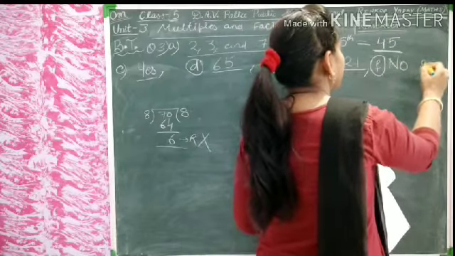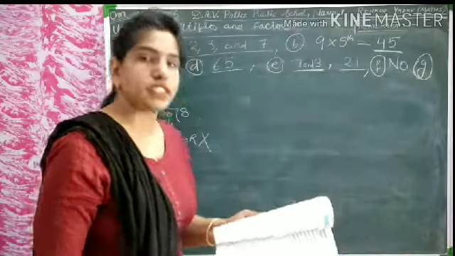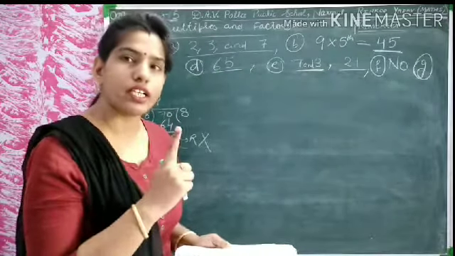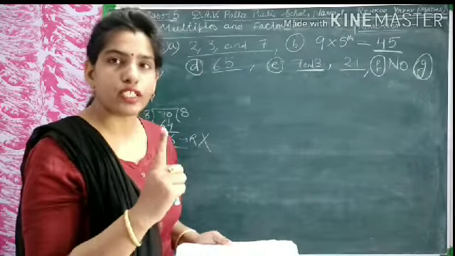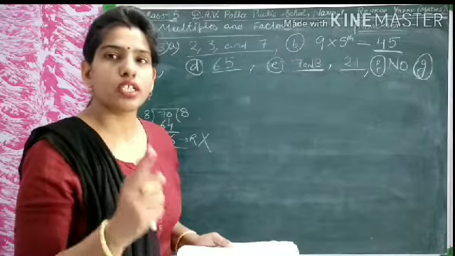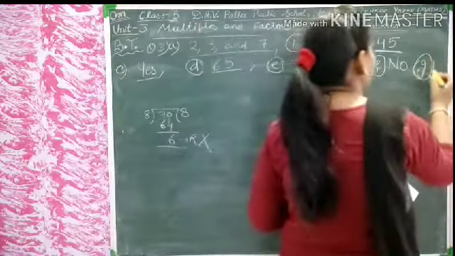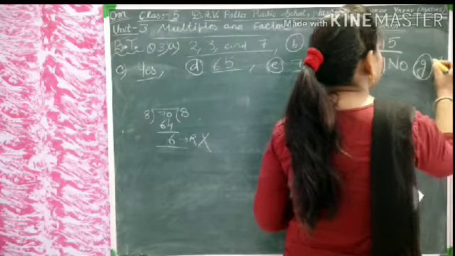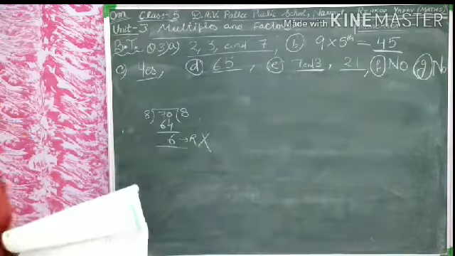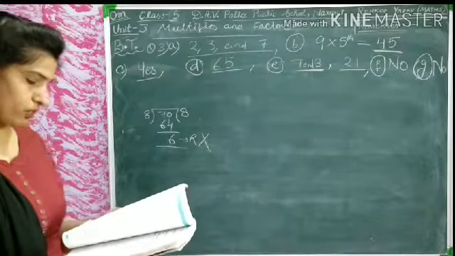Now part G. Is 1 a prime number? No, because we have already done that 1 has only one factor, so it is not a prime number and it is also not a composite number. Is this clear, students? So no. Okay, students, these are the questions which we have done here. Now you will do question number 4 here.